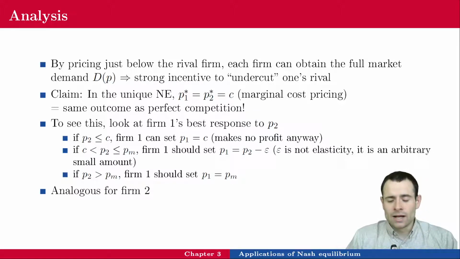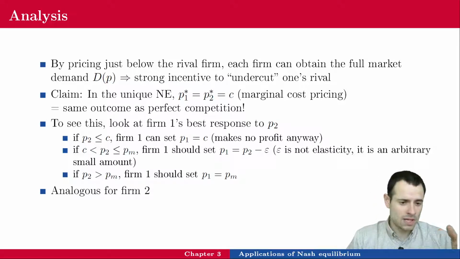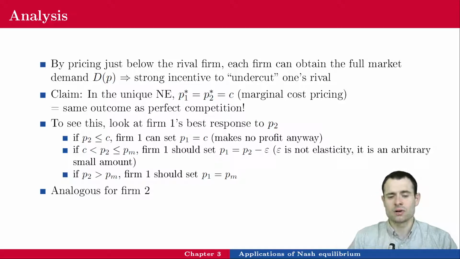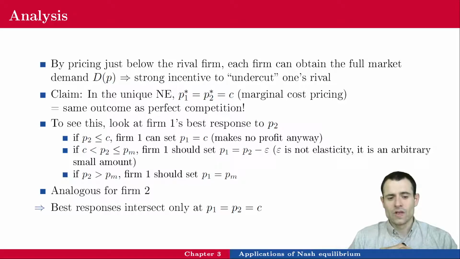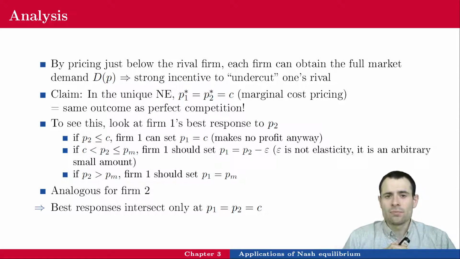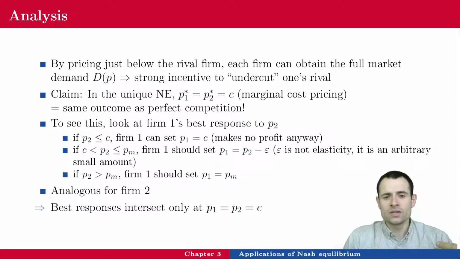I can make the same analysis for firm 2. I can pretty much replace P2 by P1 and I am set. I get the best response of firm 2 as well. Interestingly, those best responses will only intersect when the price is equal to the marginal cost. This is hard to see mathematically because of this piecewise best response, but graphically it will be obvious and the intuition is kind of straightforward.